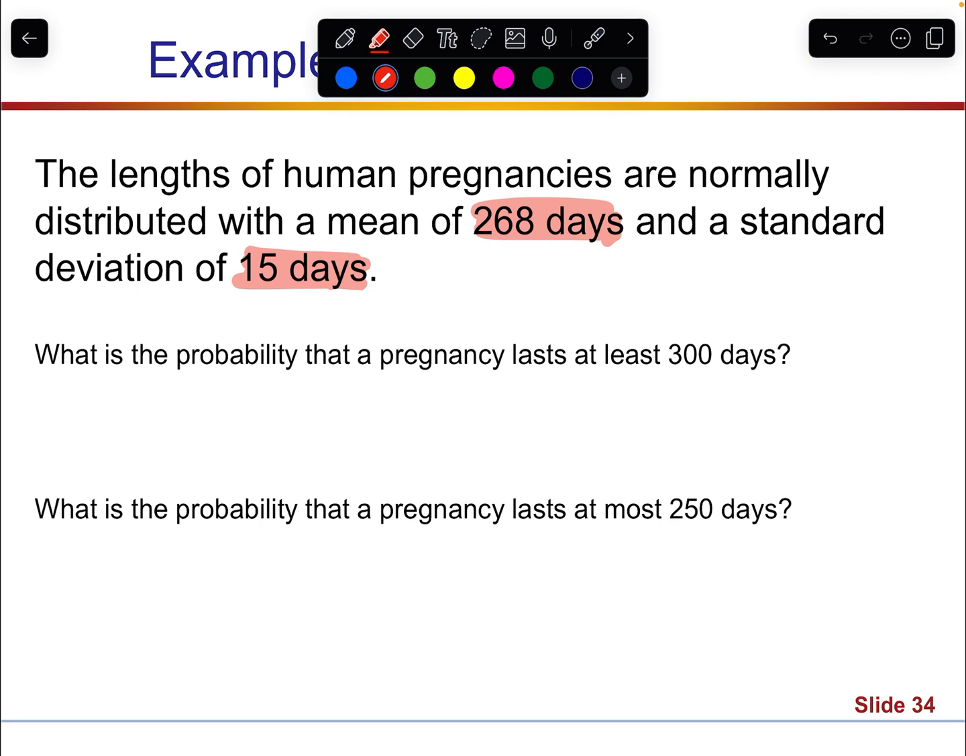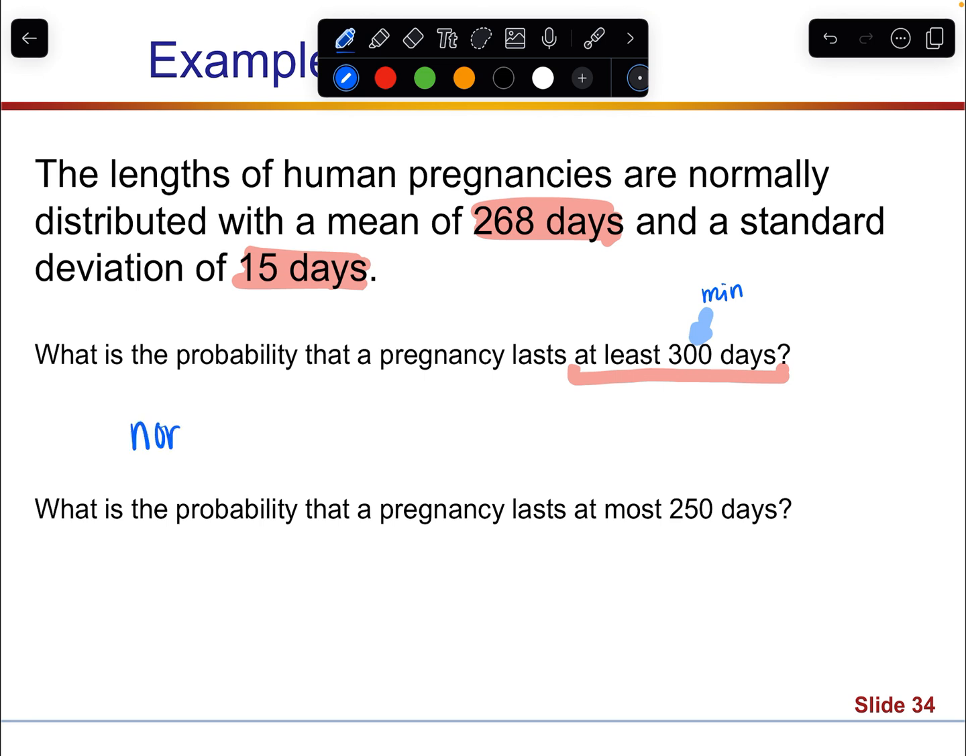So what is the probability that a pregnancy lasts at least 300 days? When we read the words at least, that means that our 300 is going to be our minimum value, right? If I said I at least have $200 in my pocket, I may have more than that, but the smallest amount of money I have in my pocket is $200. So that's going to be our lower limit.